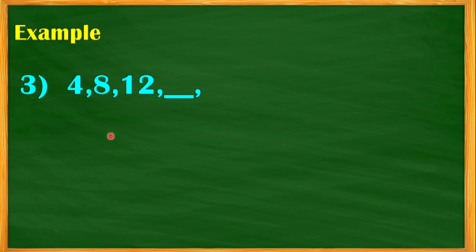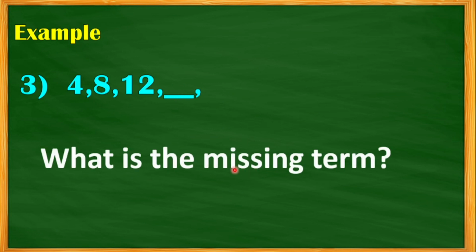Next, number 3. We have 4, 8, 12, blank. So, the missing term is, let's observe the sequence. 4 becomes 8. It adds 4. So this would be adding by 4. So, 4 plus 4 is 8. 8 plus 4 is 12. And then 12 plus 4 is 16.